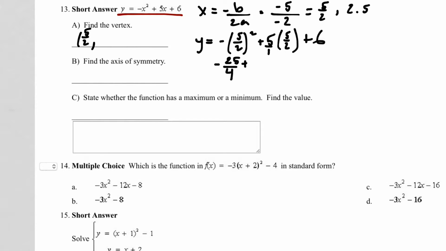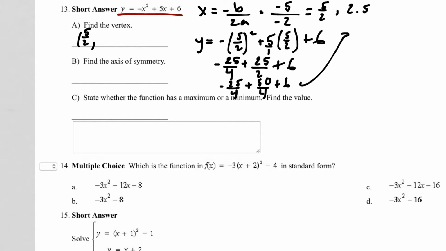5 times 5 halves is basically 5 over 1 times 5 halves, so 25 over 2, plus 6. Negative 25 over 4 plus 25 over 2. What I need is common denominators, so follow me along on this, 25 over 2 becomes 50 over 4 because I multiplied it by 2 over 2 in order to have common denominators. So negative 25 over 4 plus 50 over 4 is positive 25 over 4.